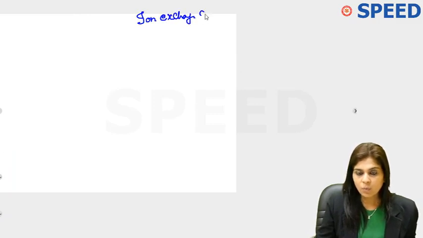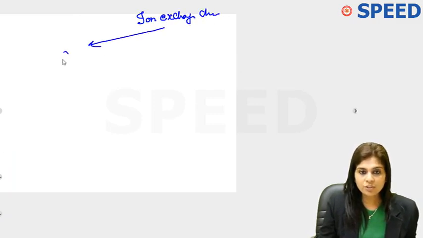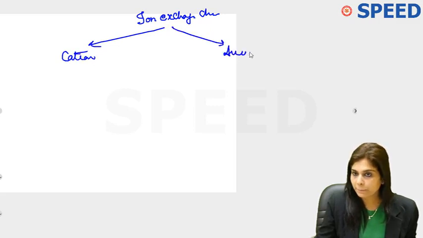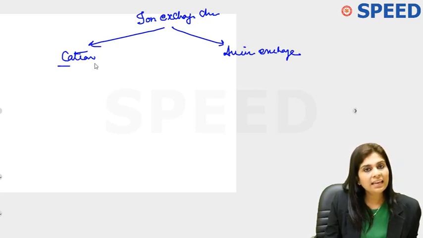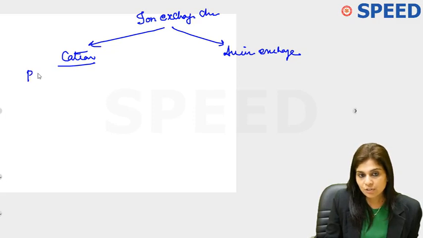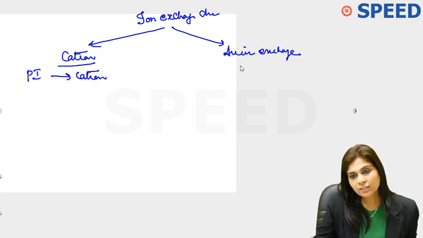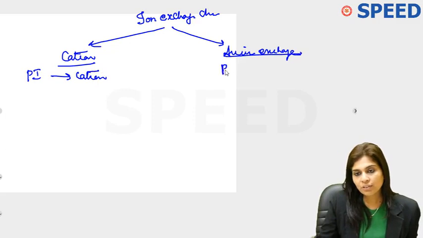I want you to know that there are two types of ion exchange chromatography. One is cation exchange chromatography, the other one is anion exchange chromatography. And listen to this, you use cation exchange chromatography if the protein of interest to you is a cation. Use anion exchange chromatography when the protein of interest to you is an anion.